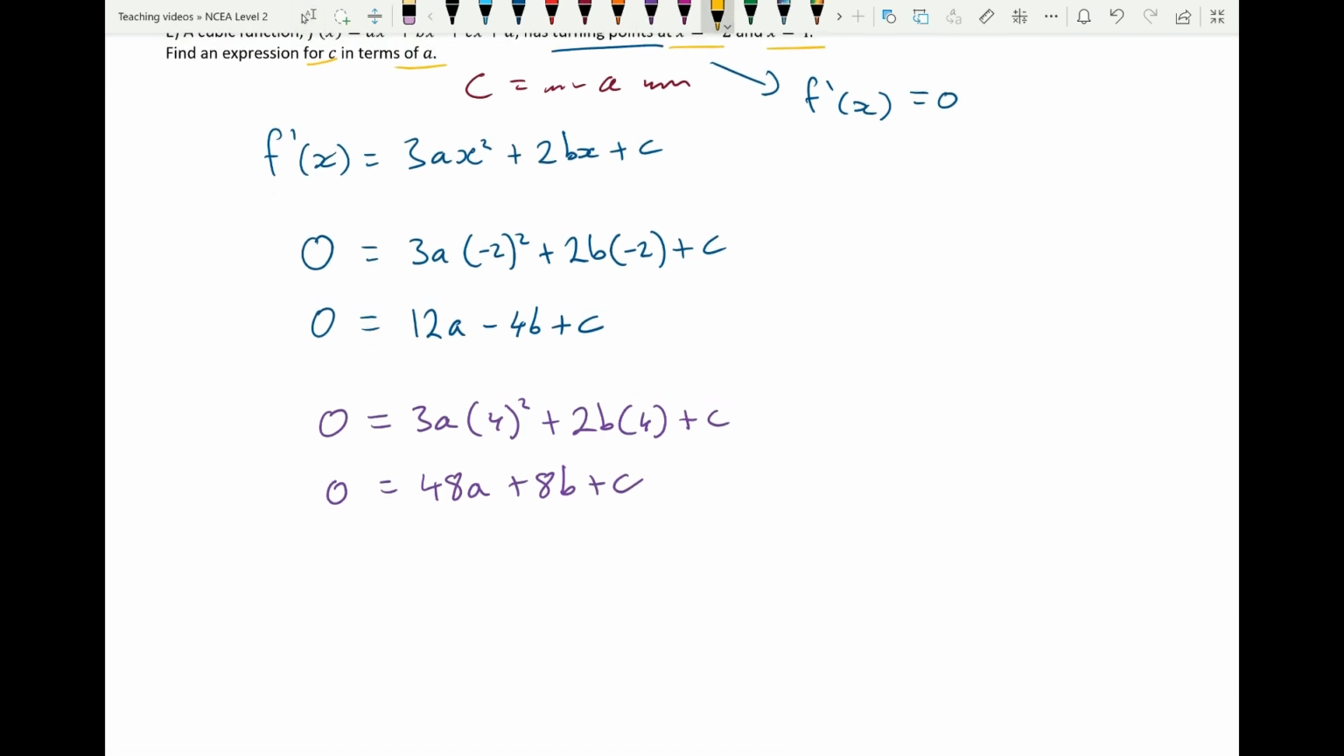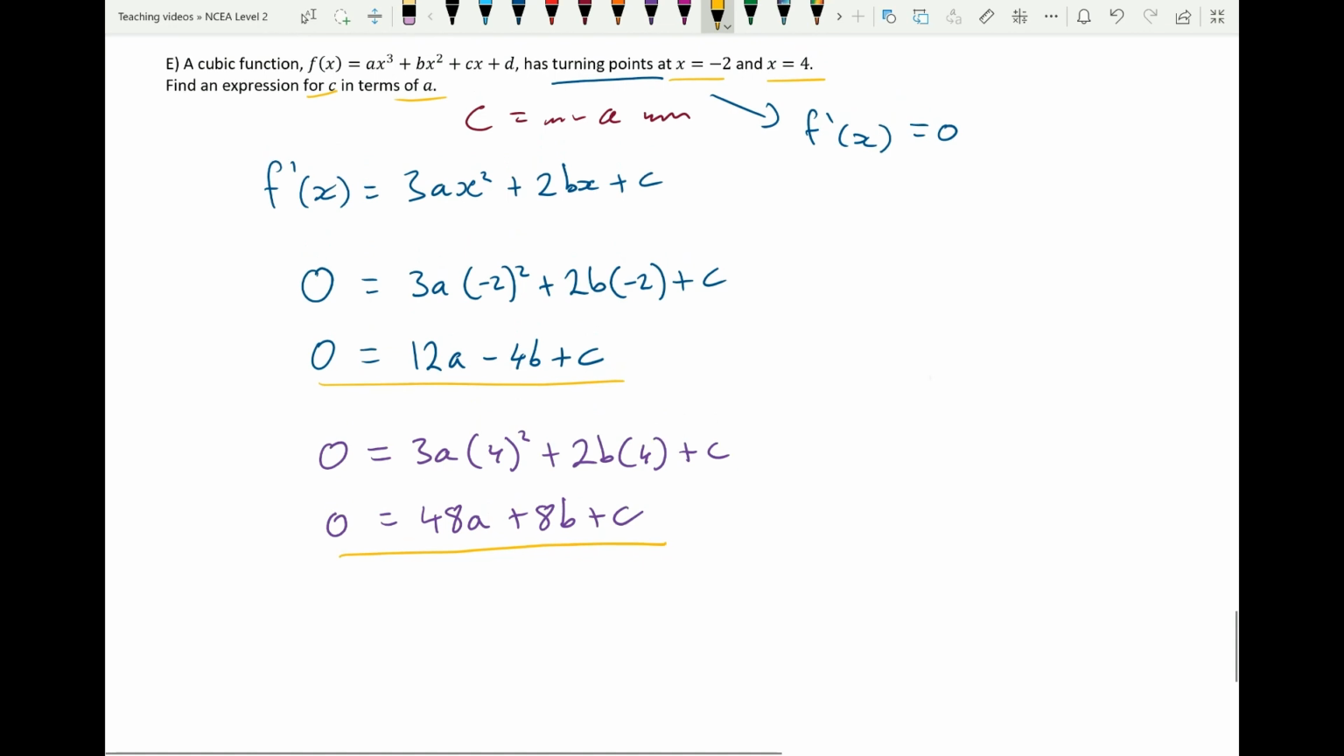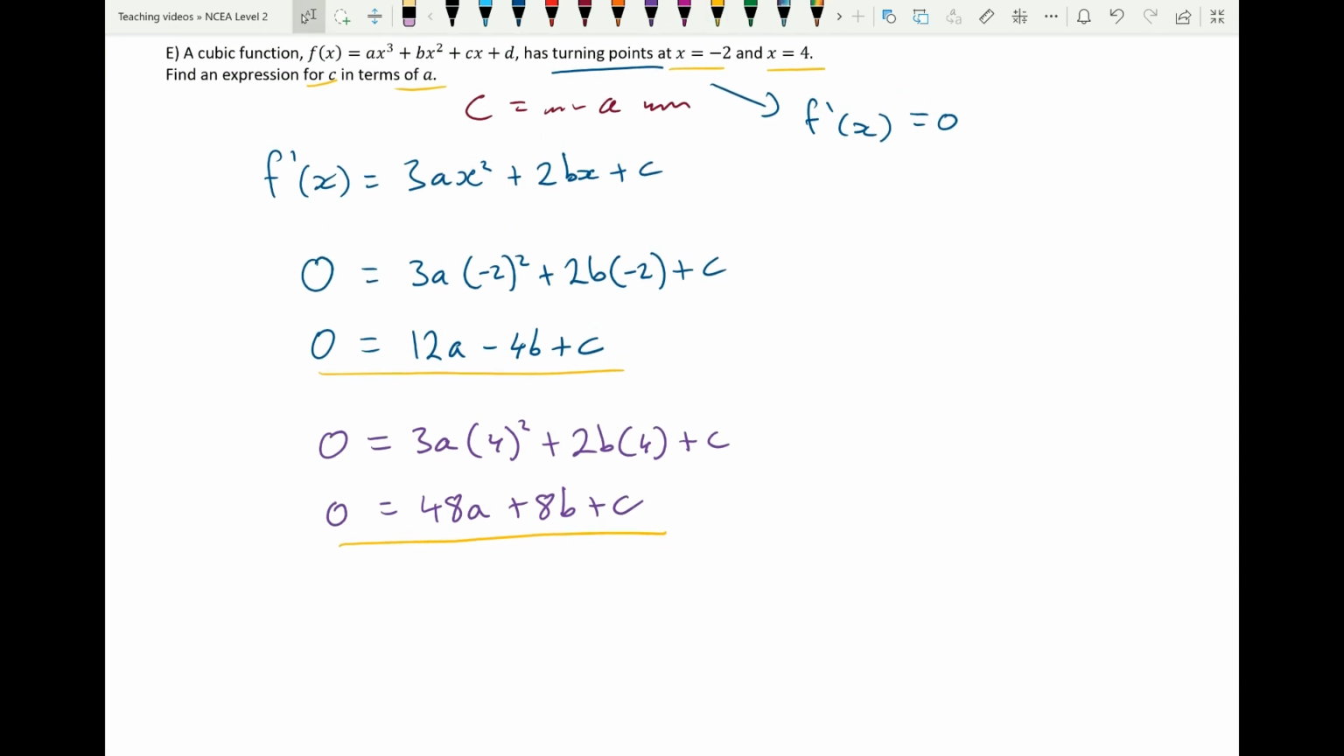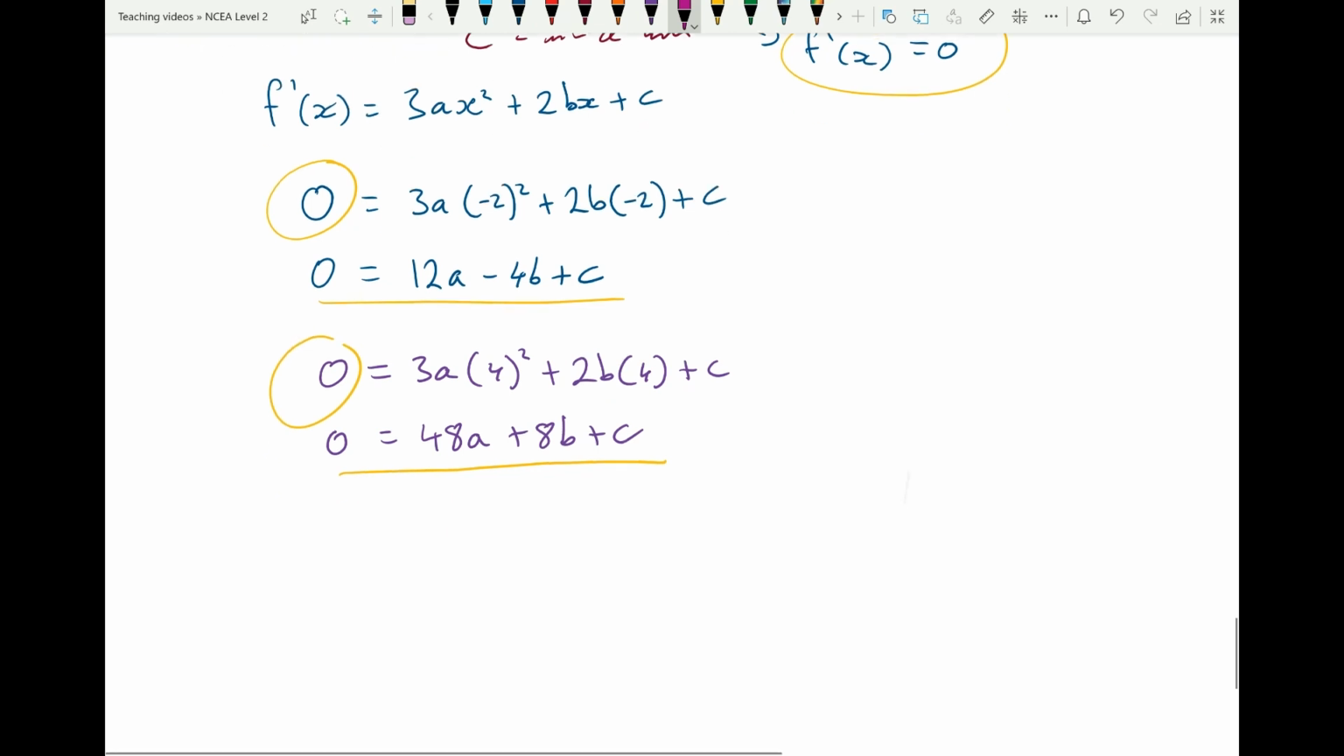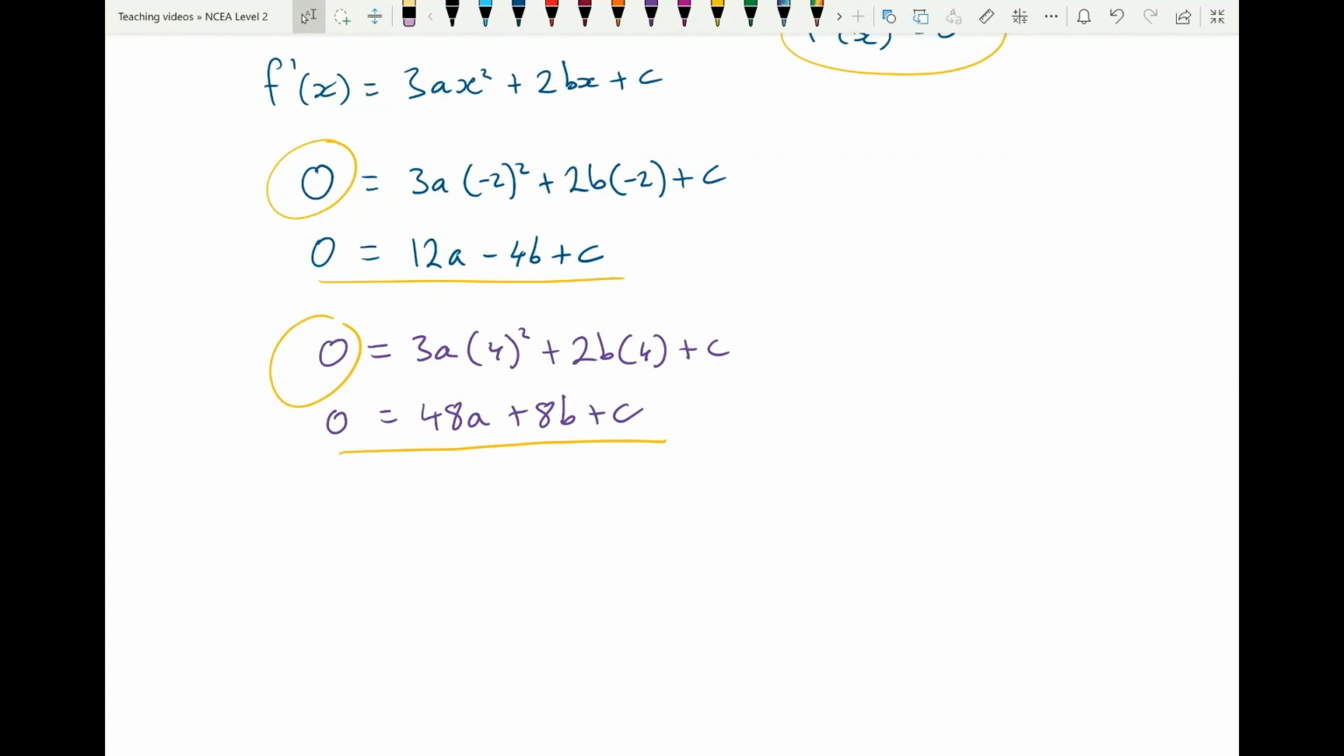So we have got two equations there that have a's, b's, and c's. Just to recap, we got those by substituting in these x coordinates that we were told, -2 and 4, because we know that is where turning points happen, which is why we've made f'(x) equal 0 in both of those. So the next thing, remember, our objective is to write an expression for c in terms of a. It makes no mention of b, so if we can eliminate b, that would be great. So we're going to do some simultaneous equations here.